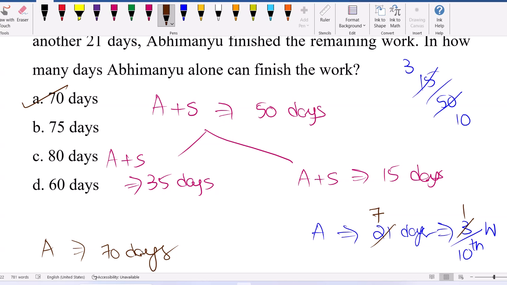Sir, how do you know it is 3 by 10th part? Total is 50. Now 15 is left over out of 50. 15 out of 50 is 3 by 10th, 3 times 5. So Abhimanyu can complete 3 by 10th of the work in 21 days. Then 1 by 10th of the work in 7 days. Total work is 10 into 7, 70 days. Option A is suitable.